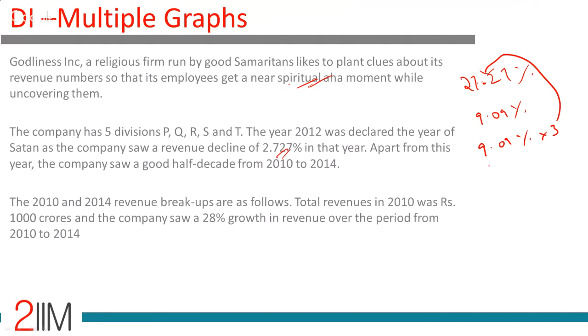Apart from this, the company saw a good half decade from 2010 to 2015. Right? The year revenue decline is declared as an evil year, so quite like GDP-driven economies of the current era. The 2010 and 2014 revenue breakups are as follows. Total revenues in 2010 was 1,000 crores, and the company saw 28% growth in revenue from 2010 to 2014. Fabulous. So 2010 number is 1,000 crore. 2014 number is 1,280. 2012 saw a revenue decline.